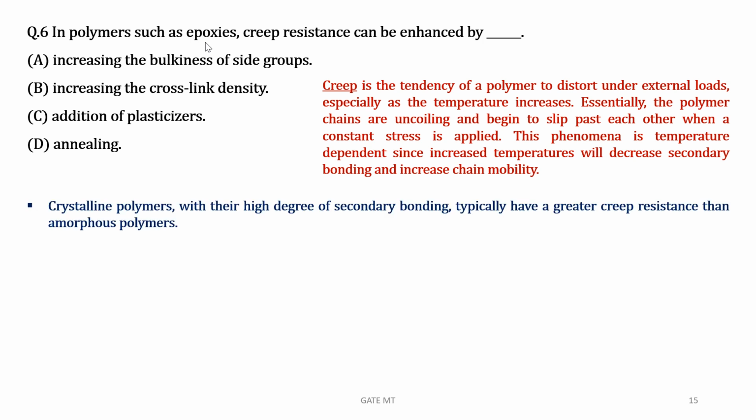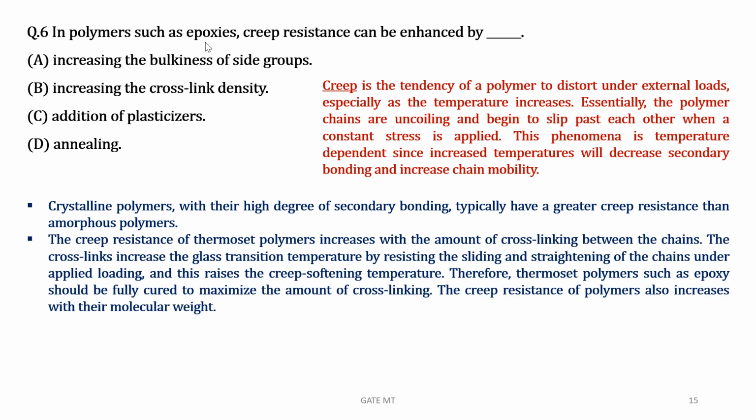So, first we'll see about crystalline polymers. In case of crystalline polymers, there is a high degree of secondary bonding between the chains. Therefore, they have more creep resistance than amorphous polymers. So whenever you get a question as to which of the following statements is true, for an amorphous polymer and a crystalline polymer, we can say that crystalline polymers are more creep resistant. The reason is that there is a high degree of secondary bonding between their chains. Then, in case of thermoset versus thermoplast, so thermoset polymers, as you said, what happens? The creep resistance of these materials increases with the amount of cross-linking between the chains.